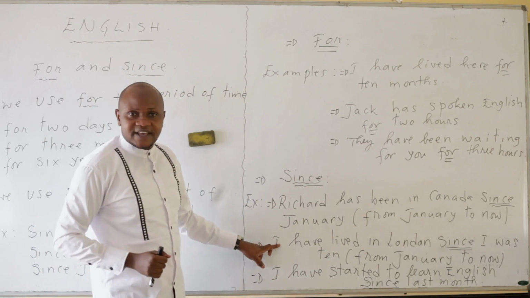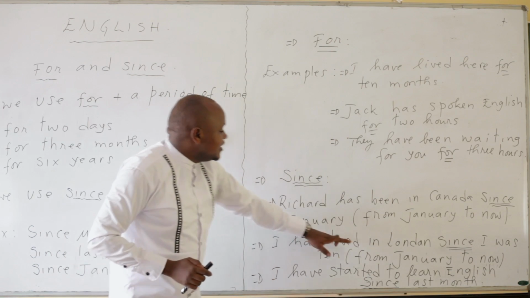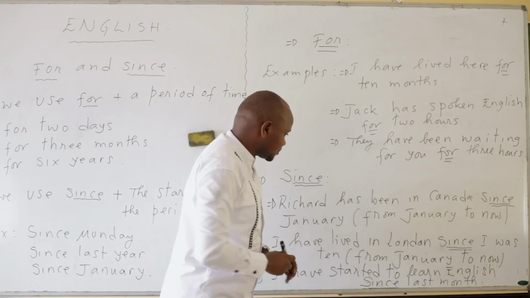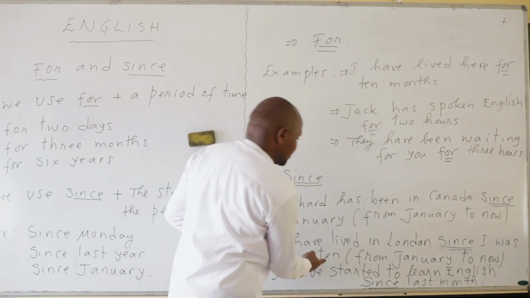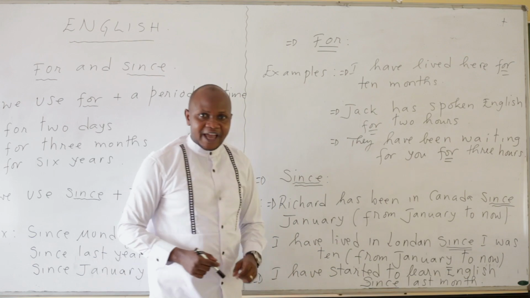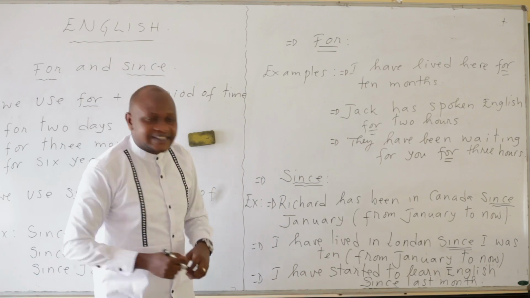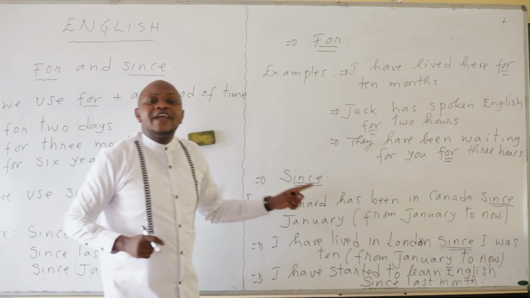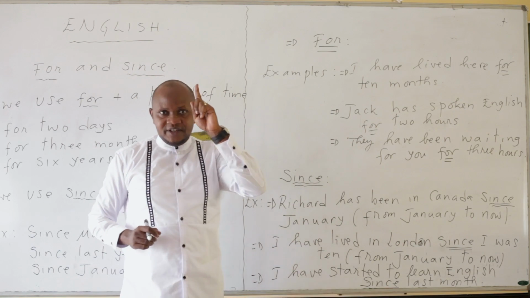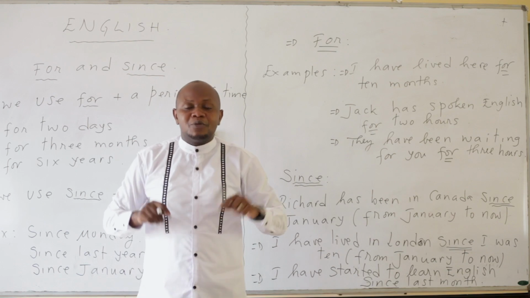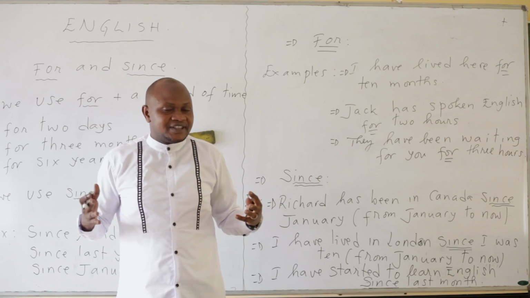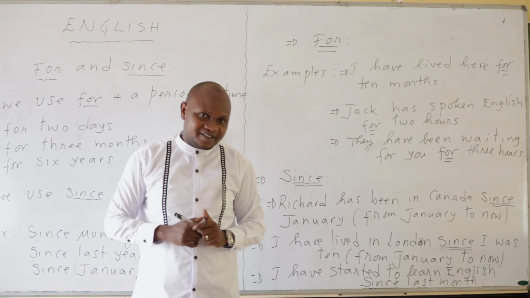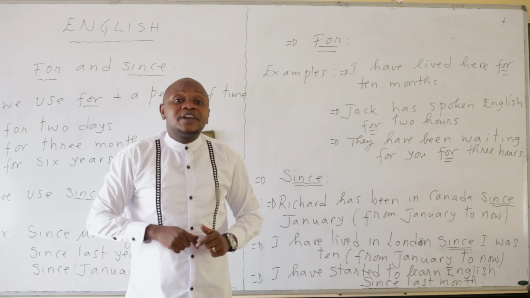Good. The second example. I have lived in London since I was 10 years. Guhera mfite imyaka 10 ntuye muri London mu Bwongereza. Which means that I am still there. Ntabwo ndimuka. I am still there.